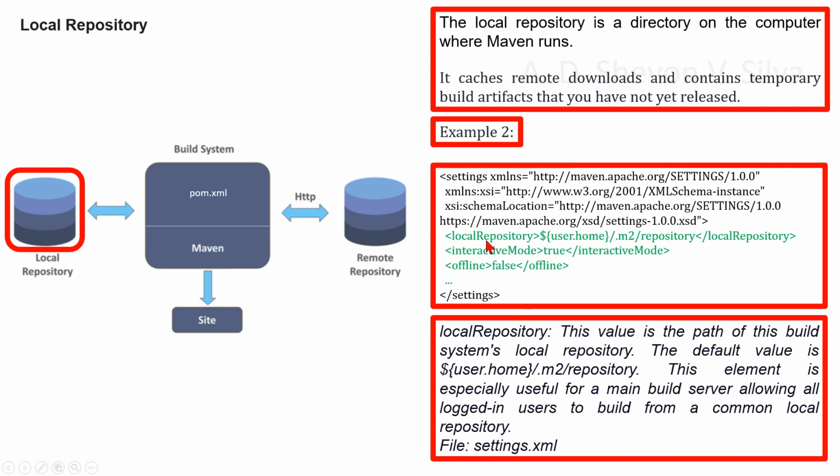Here you can see local repository. This value is the path of this build system's local repository. The default value is ${user.home}/.m2/repository. This element is especially useful for a main build server, allowing all logged in users to build from a common local repository. This is in the settings.xml file.